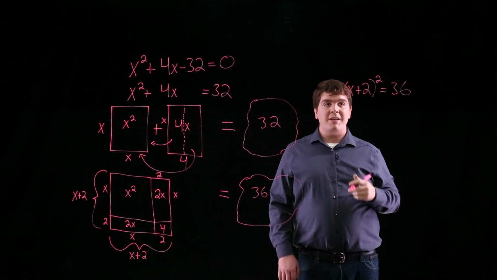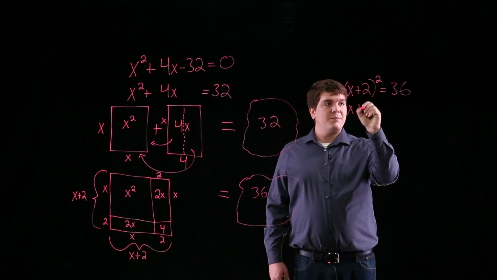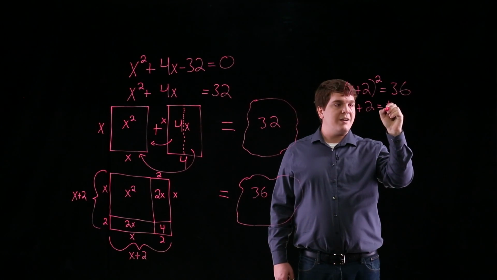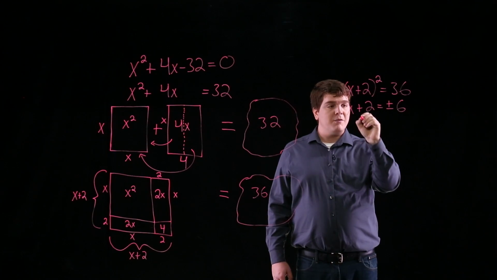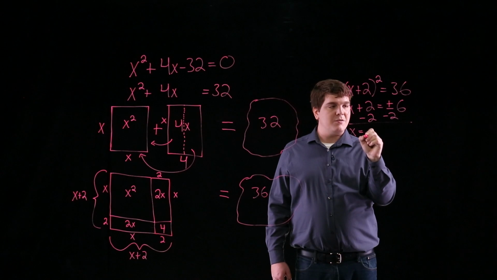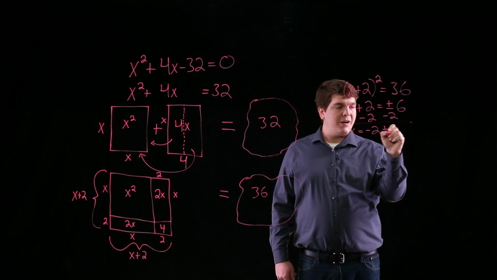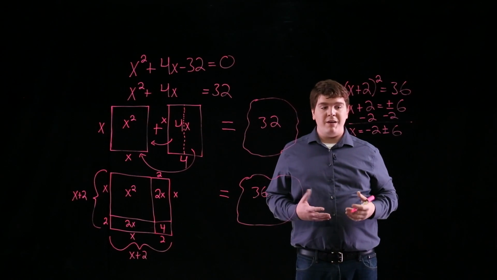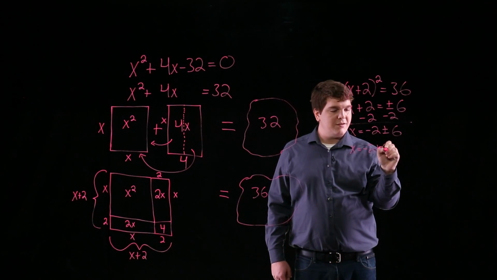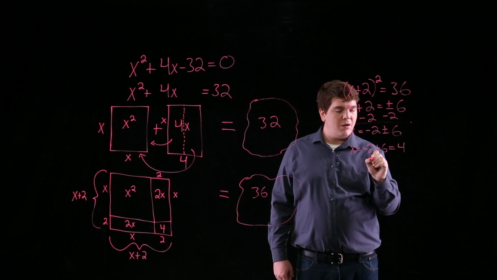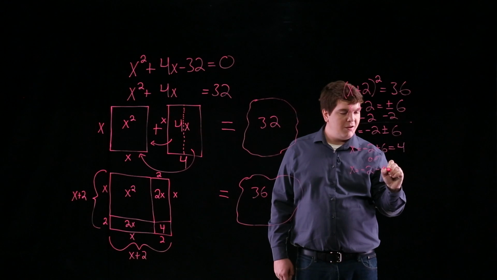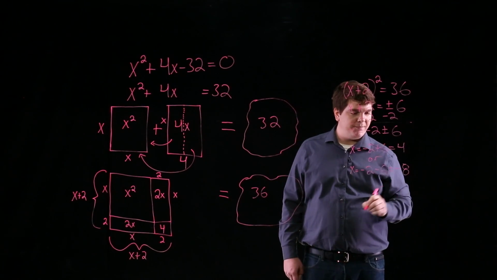And now we can solve by taking square roots, which leaves us with x plus 2 is equal to plus or minus the square root of 36, or plus or minus 6. Subtract 2 from both sides. And what we're left with is x is equal to negative 2 plus or minus 6. Now evaluating each of these, we have x is equal to negative 2 plus 6, which is equal to 4, or x is equal to negative 2 minus 6, which is equal to negative 8.